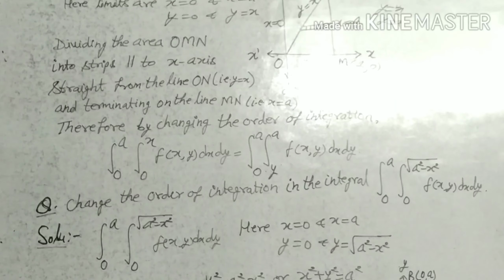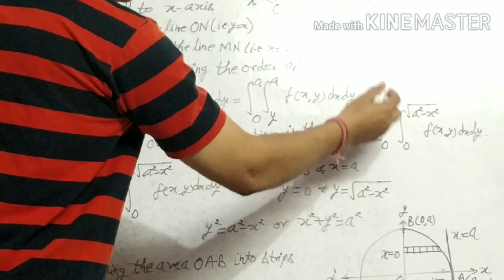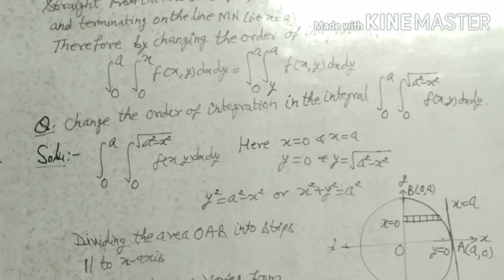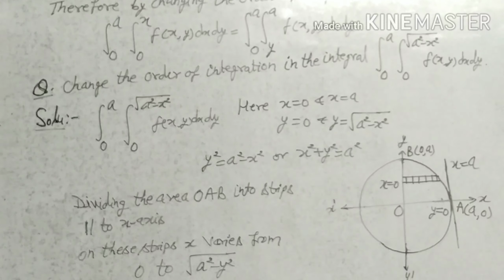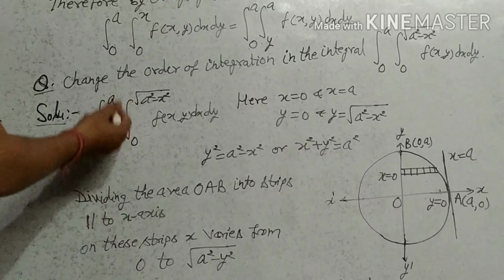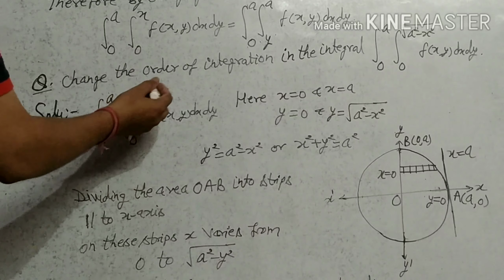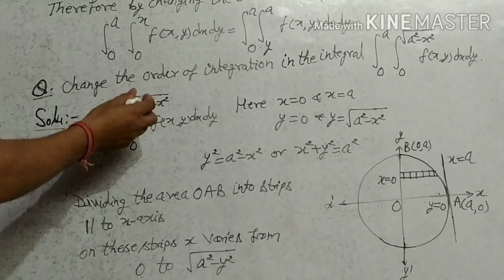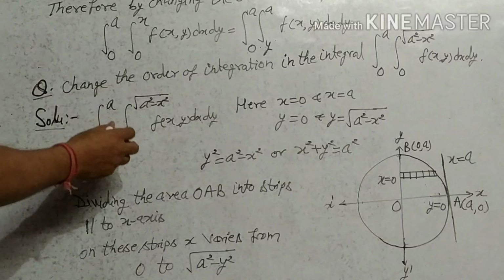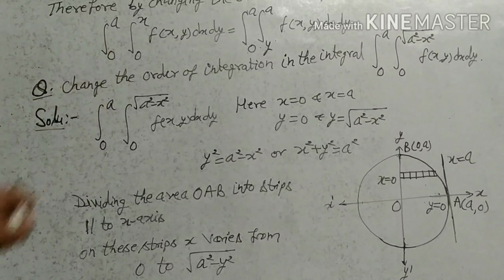Now come to the next question. Change the order of integration in the integral 0 to a, 0 to under root a square minus x square, f(x,y) dx dy. Here x equal to 0 to x equal to a, and for y, 0 to under root a square minus x square. The limit is in terms of x, that's why first you integrate with respect to y, after that x. Now we have to change it.